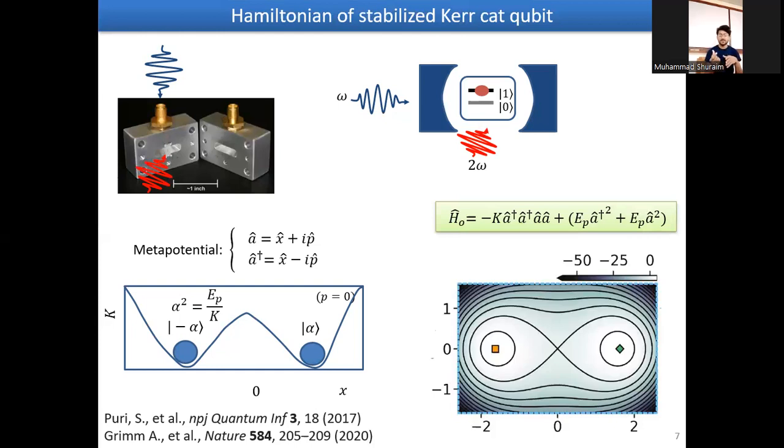So the alpha, the amplitude of the coherent state, is based on Ep over K. Ep is the drive field, and K is the Kerr non-linearity. There is a competition between these two. In the general case, there is competition between the damping and the input power, but here the competition is between the drive field, which is actually an input field, and the Kerr non-linearity to stabilize those coherent states.